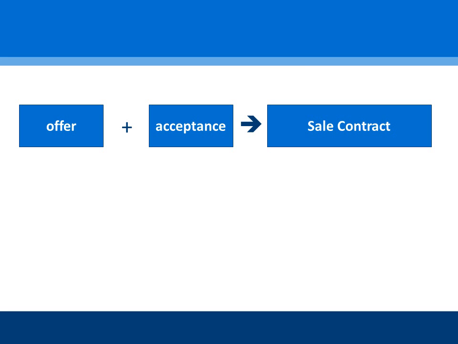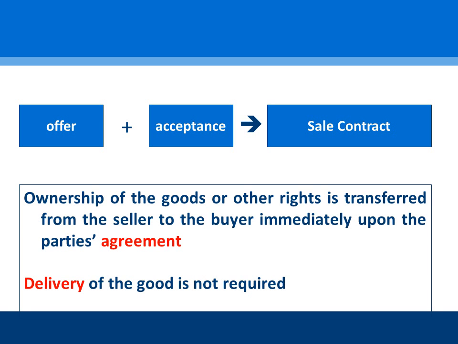In order to create a contract of sale, there must be an offer and an acceptance, as for any other contract. Ownership of the goods is transferred immediately upon the agreement between the parties. This means that delivery is not necessary. Delivery is an obligation of the seller after the contract is made. This means, to make an example, I can sell you my phone even if the phone is not with me now. I can deliver the phone to you tomorrow.